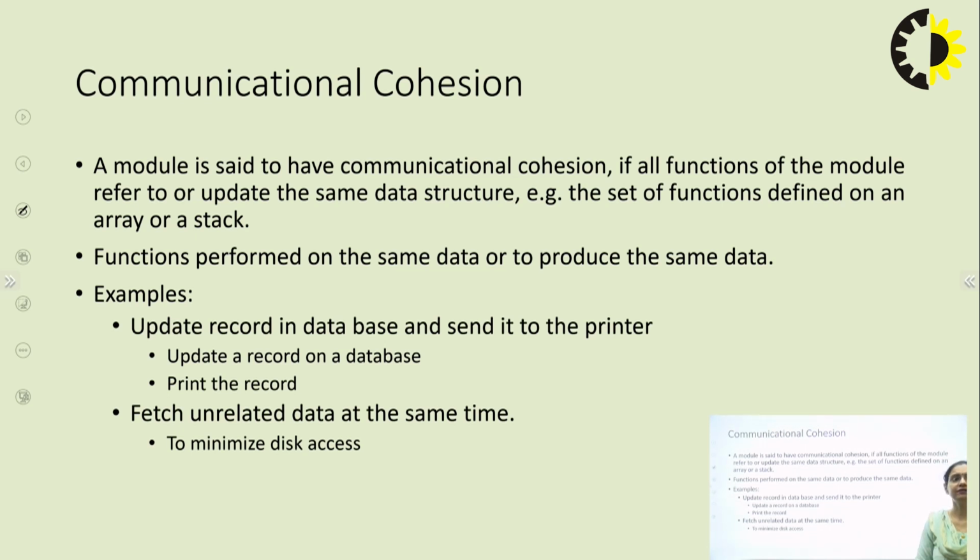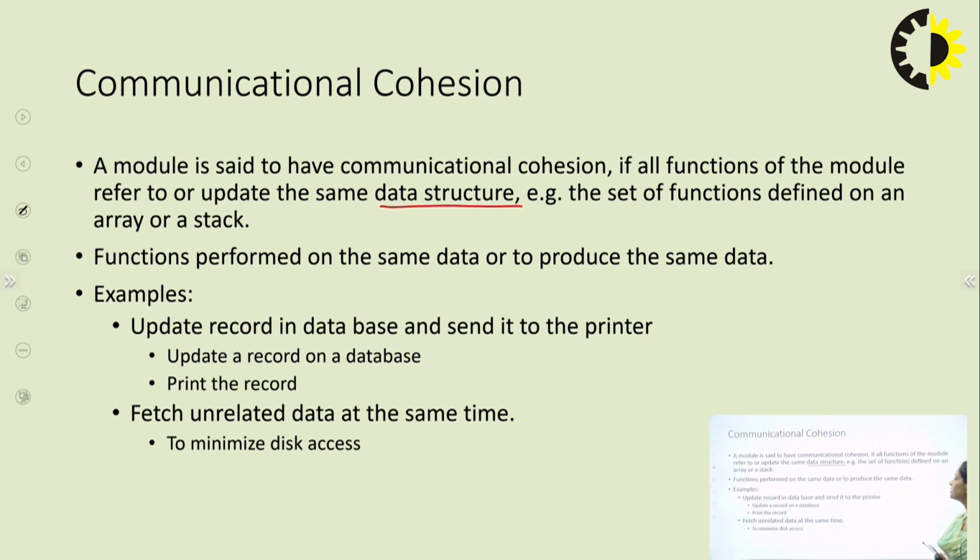The next one that we have is communicational cohesion. A module is said to have communicational cohesion if all the functions of a module refer to or update the same data structure. So, they communicate with each other. All the functions are communicating on the same data structure over here, and not the data.